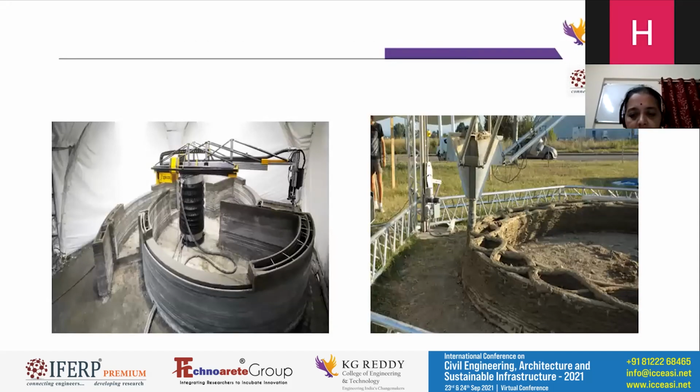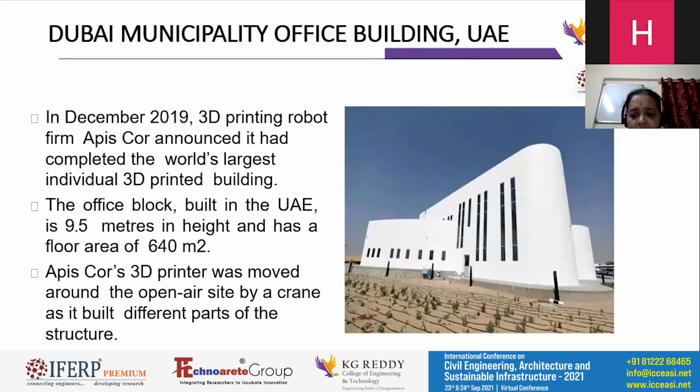So these are some actual site figures. In the first figure, 3D printing is going on. In the second figure, wall printing is going on. Where actually buildings are completed by using 3D printing: in Dubai, a municipality office building is completed, printed by using a 3D printer.